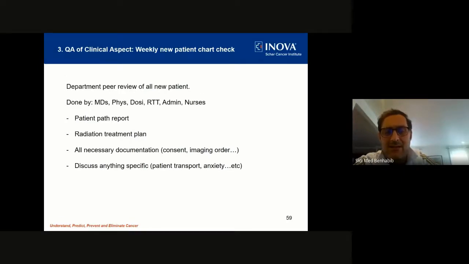This is another meeting we have every week, and this is a department meeting. It includes physicians, administration, nurses, dosimetrists, and physics as well. We call it the weekly new patient chart check. Every new patient that we start, we have to do a peer review. We open the treatment, we check all documentation, we check all the patient DVHs, et cetera. We check the patient pathology report, everything before patients start treatment. And we can discuss if there is anything specific that needs to be addressed. Next slide.